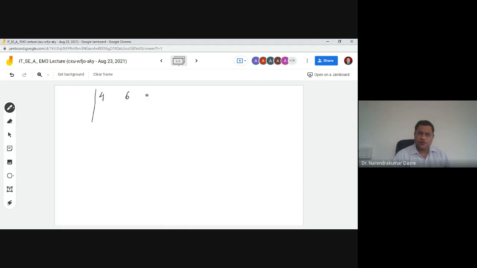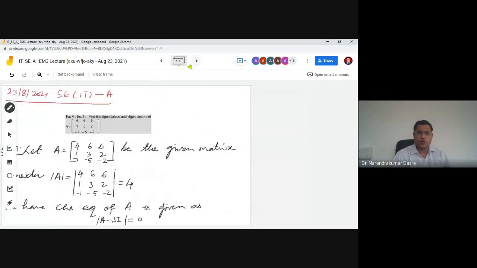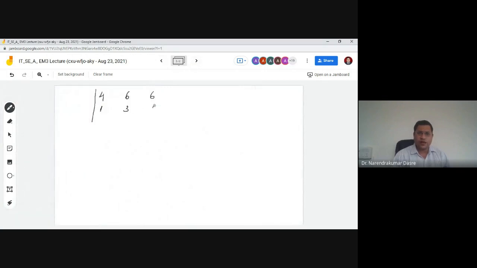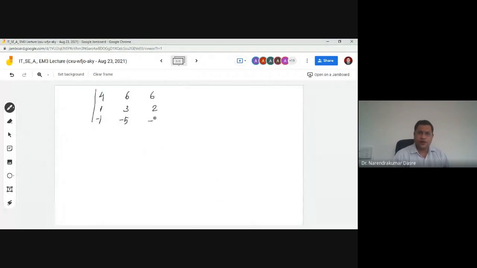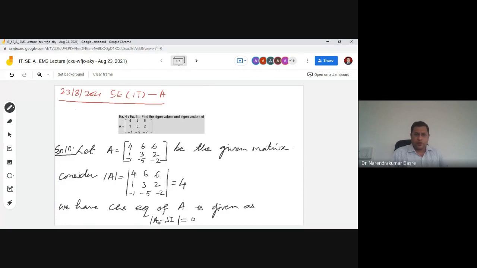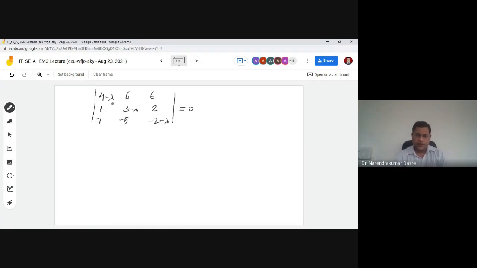So it is 4, 6, 6. Then I'll be having 1, 3, 2, and then minus 1, minus 5 and minus 2. And we want this to be 0. But then minus lambda I, so minus lambda you will have here. So you can see what we got is determinant of A minus lambda is equal to 0.